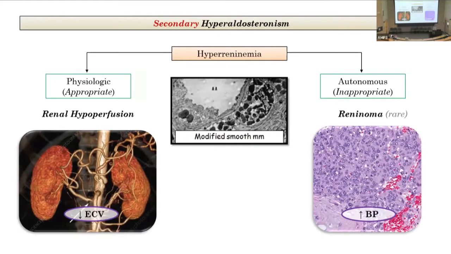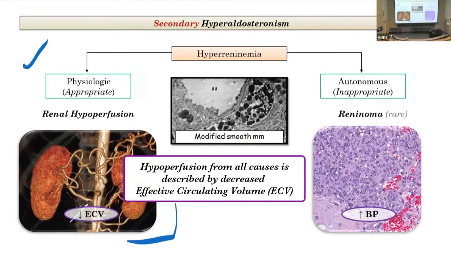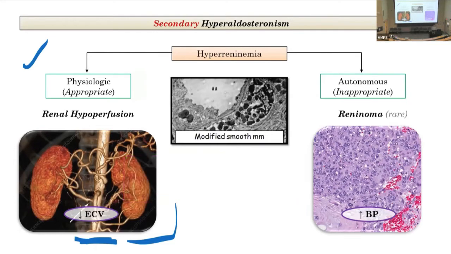So you can have physiologically appropriate renin secretion because you have hypoperfused. And again, in that instance, maybe the patient is hypotensive or what have you, decreased effective circulating volume. So you're not perfusing the kidney, and renin is going to go up appropriately, and that will drive aldosterone up. That's physiologic versus autonomous secretion with a reninoma. A reninoma, really rare, but you should just be aware of that.